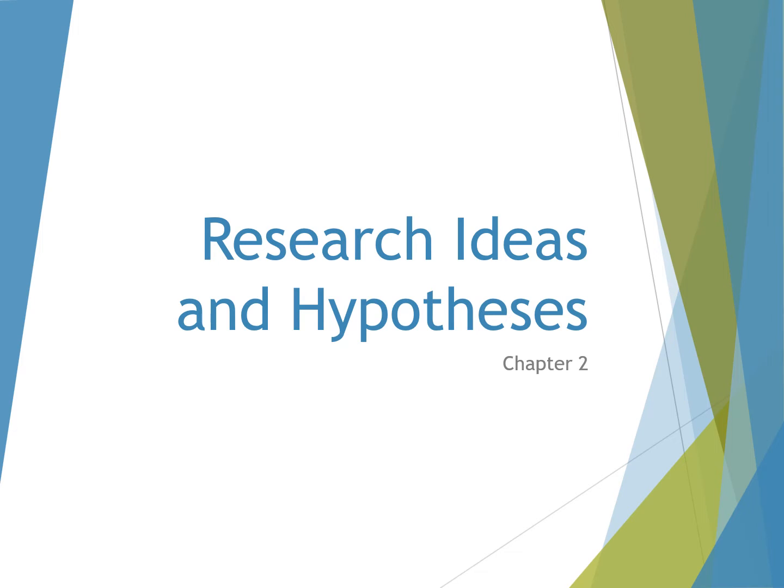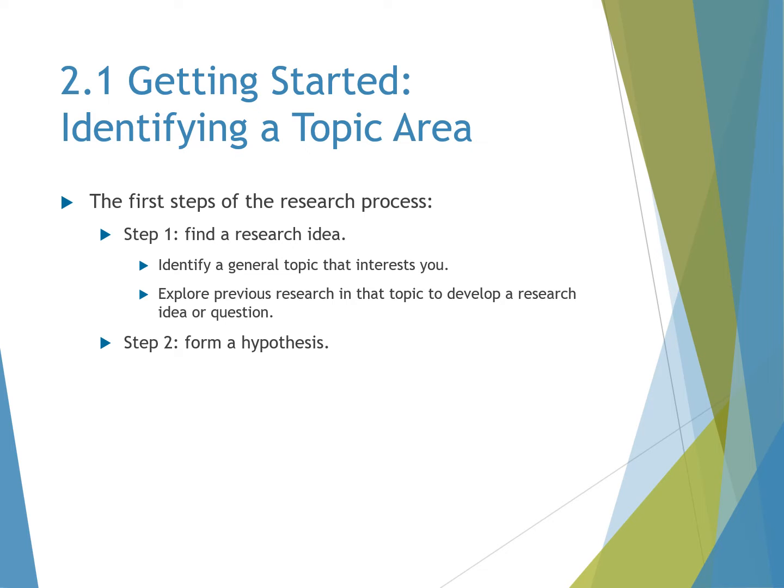This chapter focuses on the first and second steps of the research project, which we reviewed in chapter 1. So the first step in the research process is finding an idea. You'll be working on that for the next few weeks, but you want to identify a general topic that interests you, and then you want to explore previous research that will hopefully lead to a research idea or question.